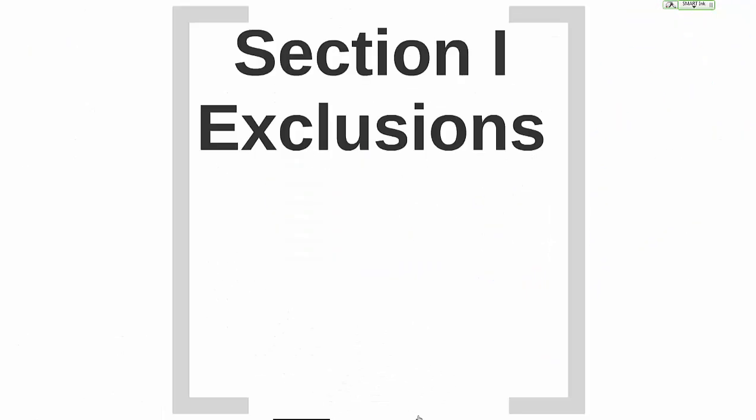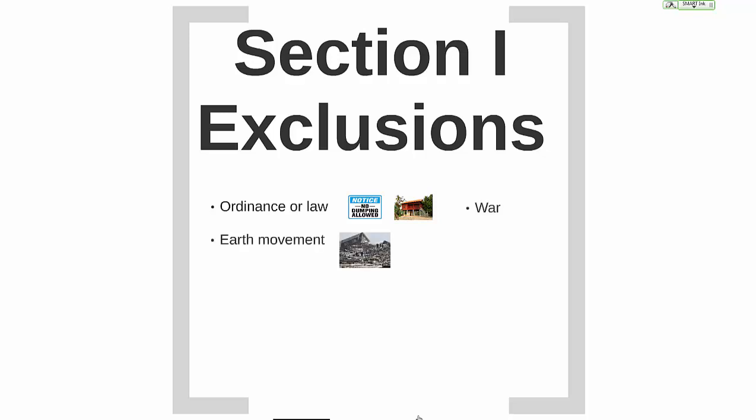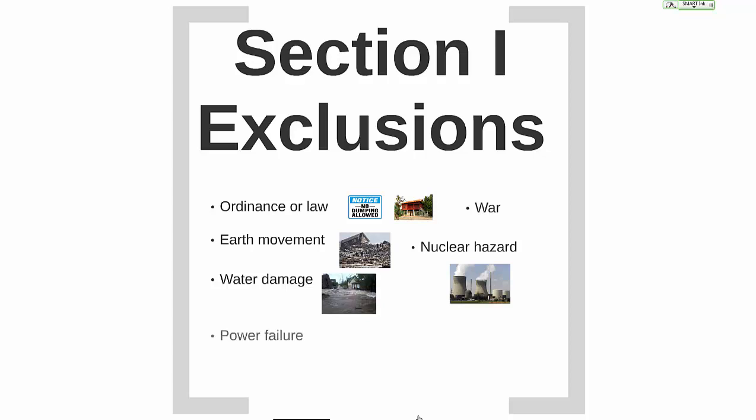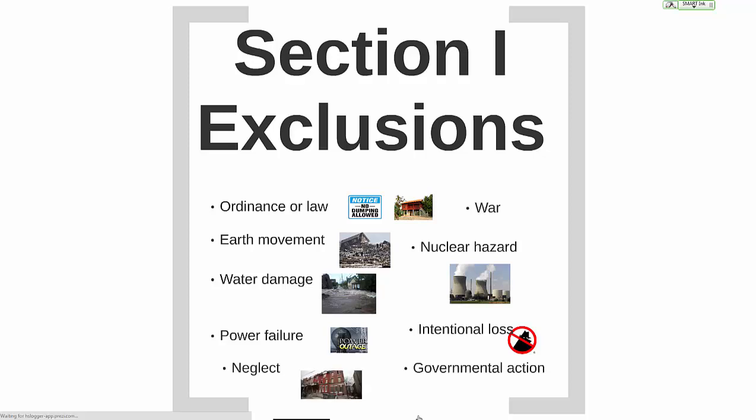And now let's look at the Section 1 exclusions. Ordinance or law, such as a notice that no dumping is allowed or the requirement that your home be put up on stilts or blocks, this would not be covered. Damage from war or earth movement, in other words, earthquakes. Nuclear hazard and the associated damage. Water damage, this is the flood exclusion. Power failure, remember if the power failure originates from off-site. Intentionally caused loss, which we've also discussed. Neglect, we have discussed. And governmental action.